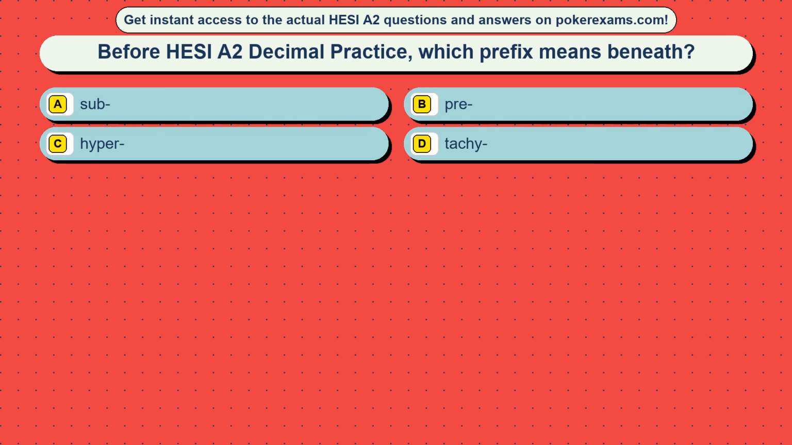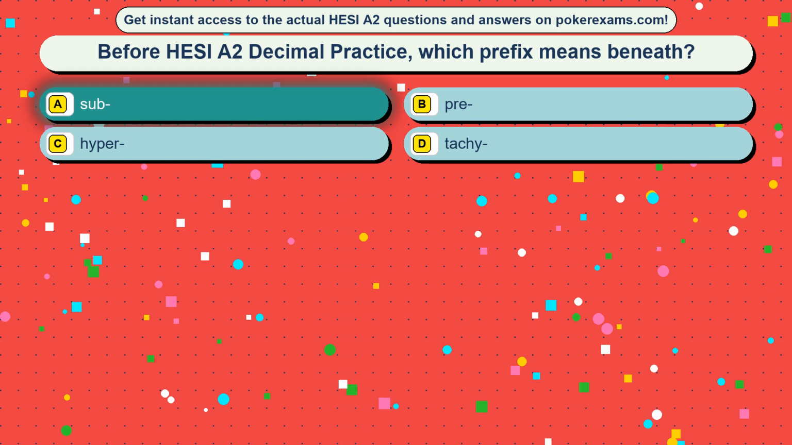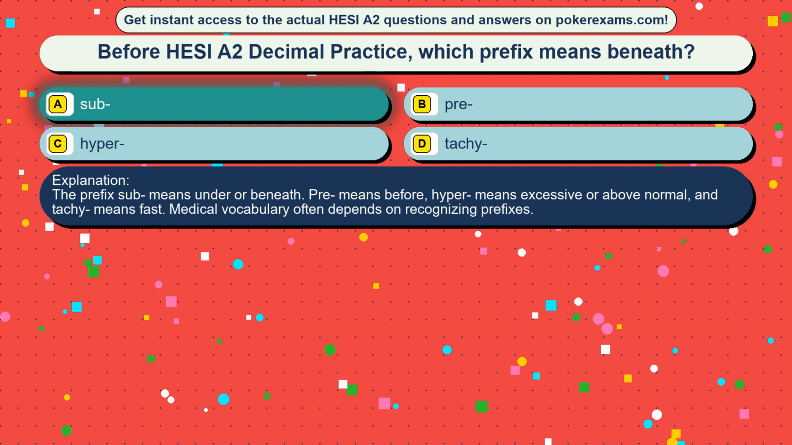Question 25. Before HESI A2 decimal practice, which prefix means beneath? Option A, sub. Option B, pre. Option C, hyper. Option D, tachy. The correct answer is option A, sub. The prefix sub means under or beneath.